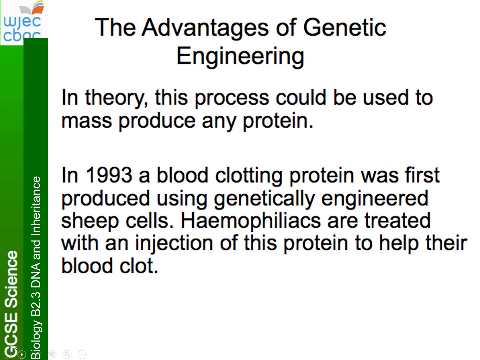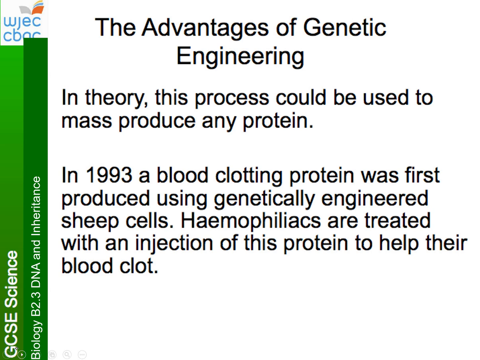As I said, page 47, 48, there's a table to create first of all, showing the advantages and disadvantages of genetically modified organisms. And then this leads into you being able to produce a balanced argument text. So taking some of those statements and actually putting them into extended prose answers. So in theory, this process could be used to mass produce any protein.